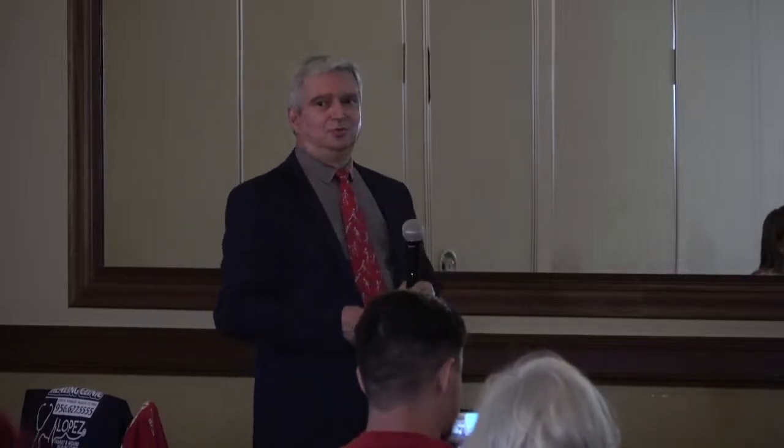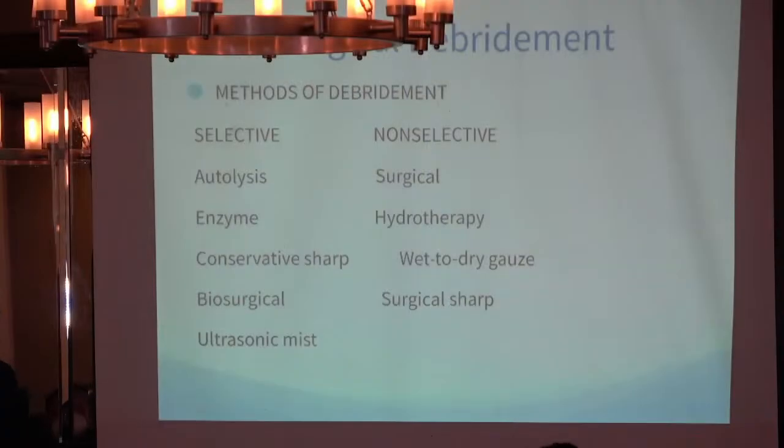On the selective side, autolysis is the most common, the natural one that we do. Our own cells do the debridement. Macrophages do it, and we just help them. Like April was saying, if the wound is dry, we wet it, and that way we create an environment good for the cells to do this autolysis of all the necrotic or infected tissue.